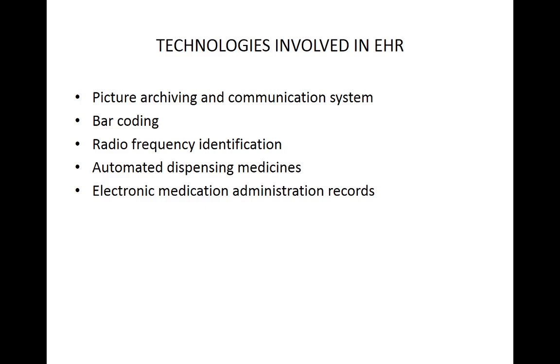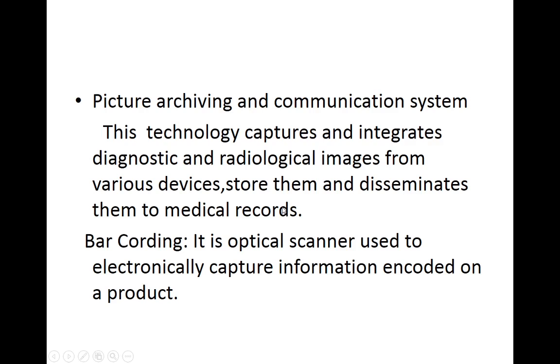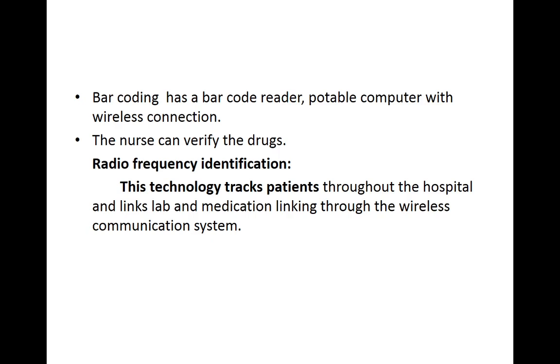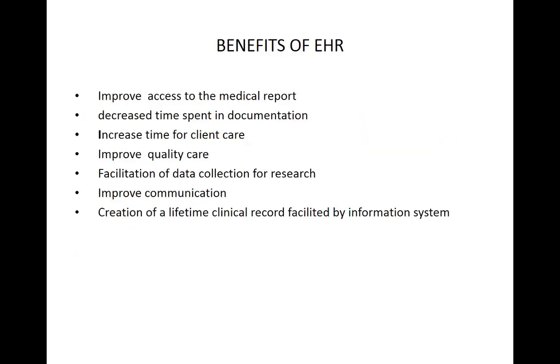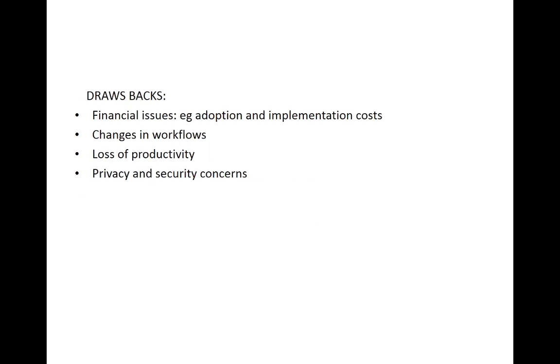I told you: picture archiving and communication system, barcoding, radio frequency identification, and automated dispensing of medications, where they can automatically dispense the medication to the point of care they want. At the same time, you also have to do the medication administration record, which is very important. So I told you what a picture archiving and communication system is, barcoding, radio frequency identification, automated dispensing of medications, and what the benefits of EHR are and what the drawbacks are.